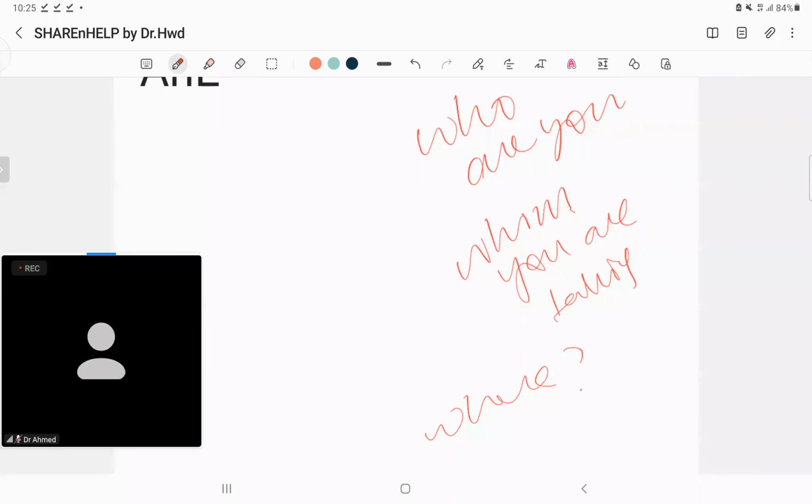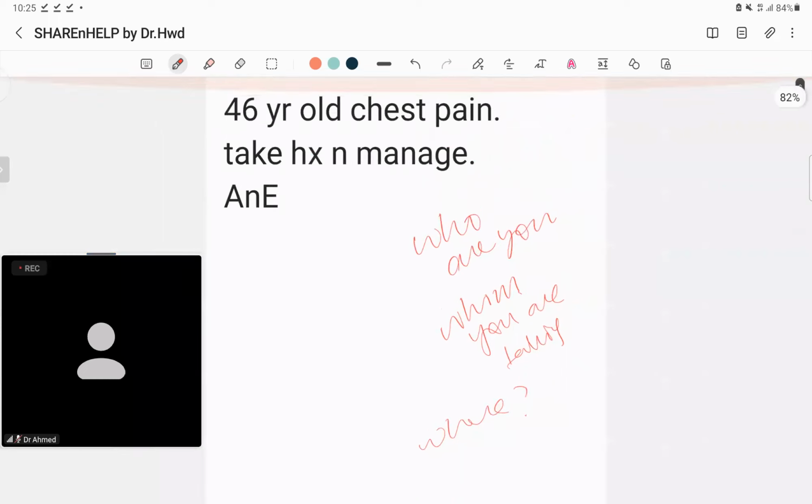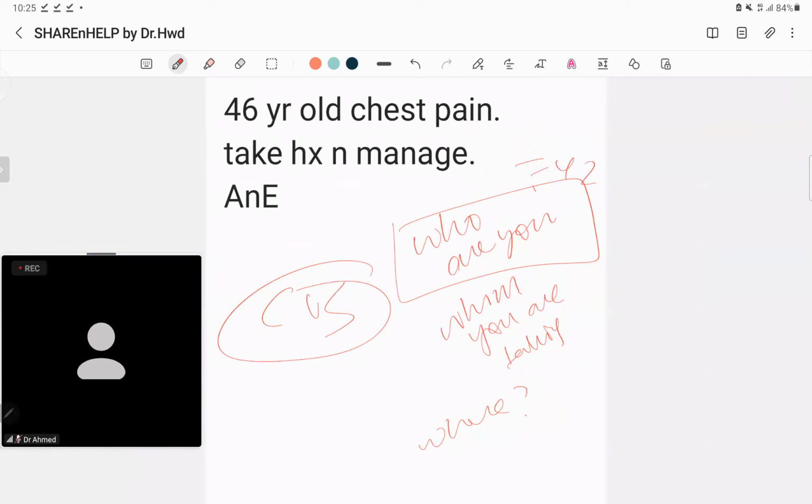Right, so we're doing how to begin with any station, and we're starting with CVS. The first thing is for you to know who you are. You're always going to be FY2. Where or whom you are talking to: you're talking to a patient.